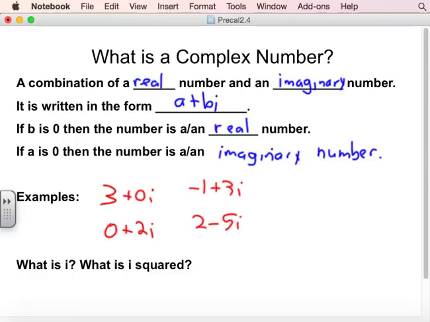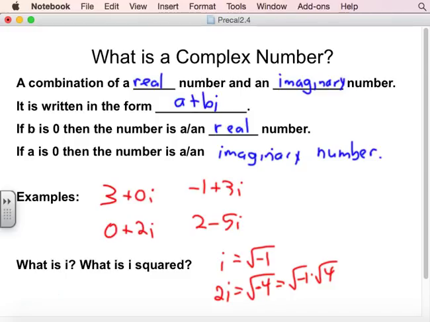Okay, so what exactly is i anyways? So i is what we use to denote taking the square root of -1. So anytime you have the square root of -1, we write i. Something a little bit different if you had the square root of -4. Well, you would do the square root of -1 times the square root of 4. So square root of -1 is i, and the square root of 4 is 2. So square root of -4 is really 2i.